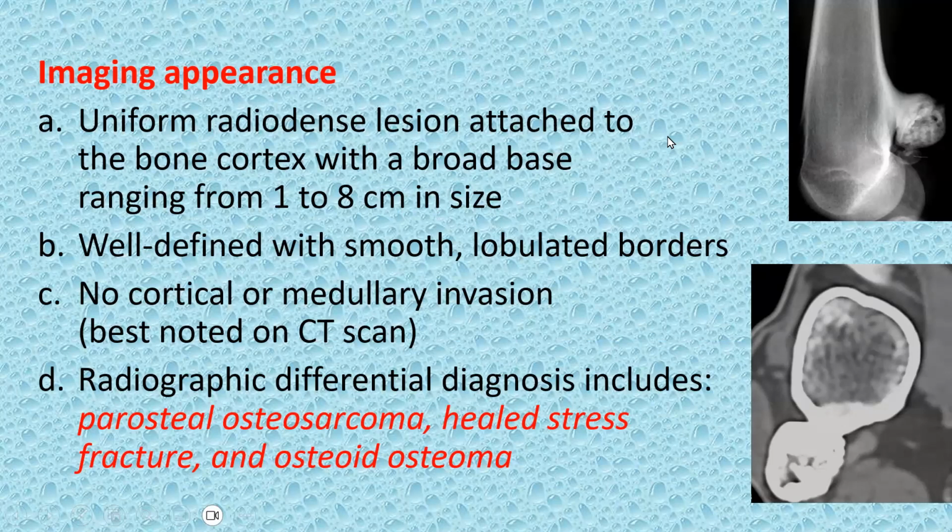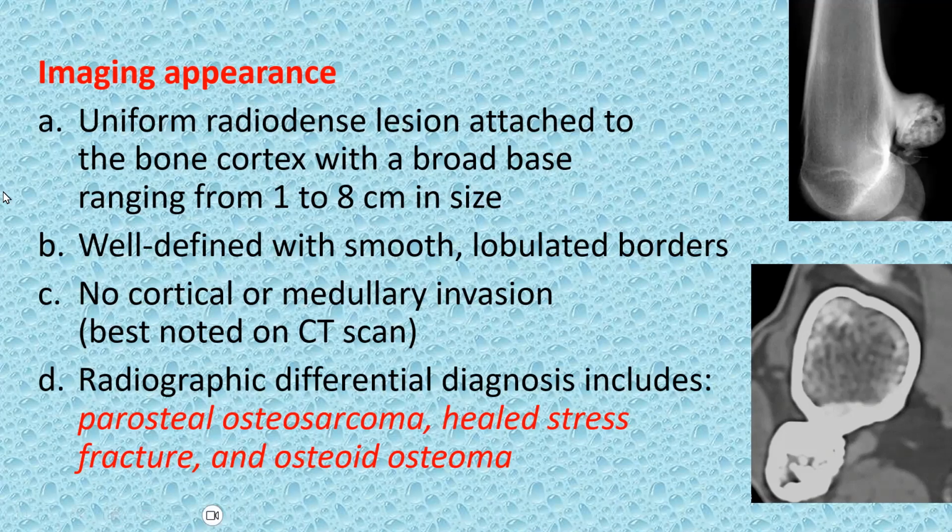It has a broad base. It ranges from 1 to 8 centimeters in size. It's well defined with smooth lobulated borders. There is no cortical, remember this, no cortical or medullary invasion. And this is well demonstrated on the CT scan below. And the differential diagnosis should be from a parosteal osteosarcoma, a healed stress fracture, and an osteoid osteoma.